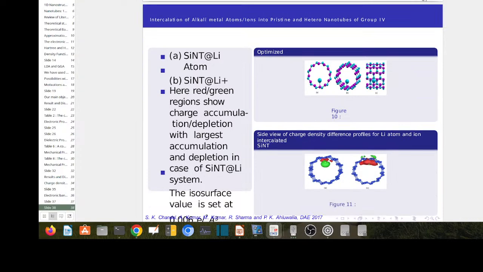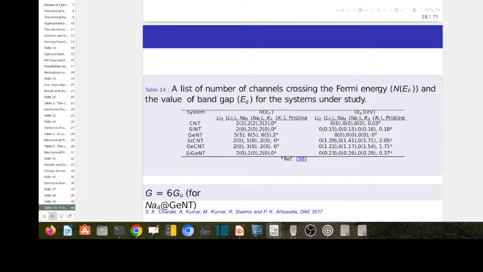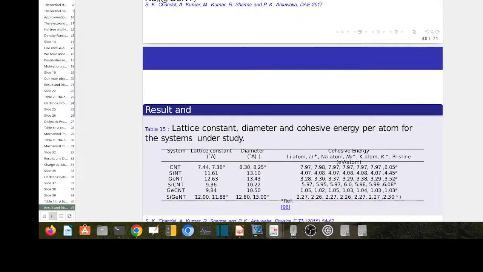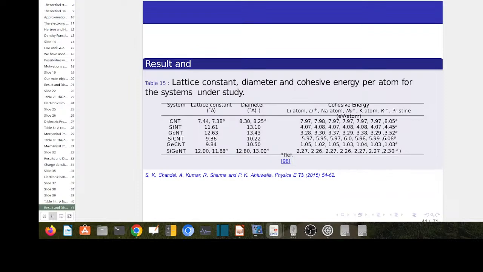Then this is the intercalation. As I had told, we also intercalated lithium, sodium as well as potassium atoms inside the pristine as well as hetero nanotubes under our studies. Again, this is charge density profile. Then these are the electronic band structures. The number of bands, the number of channels crossing, with maximum or minimum. Then cohesive energies as an indication of whether the structure is stable or not.